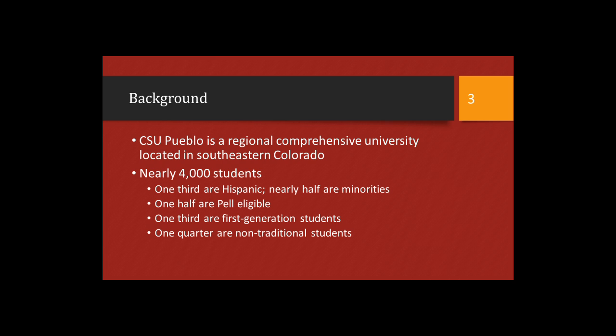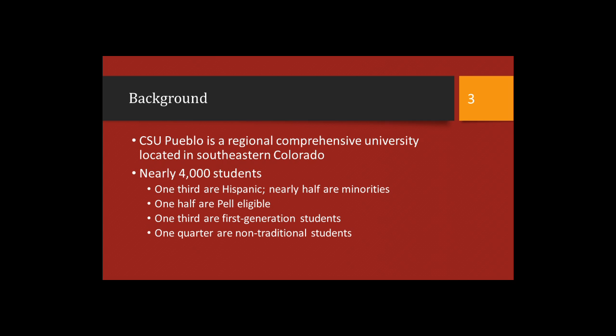CSU Pueblo is a regional comprehensive university located in southeastern Colorado. Regional comprehensives are designed to increase college access. They have moderate admission selectivity, which tends to draw in disadvantaged groups such as minorities, first-generation students, and lower-income students. Regional comprehensives emphasize professional programs that meet the needs of the surrounding community, such as nursing, business, teachers' education, and social work.